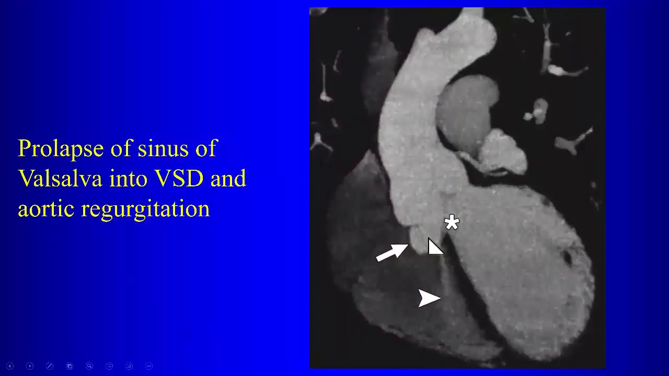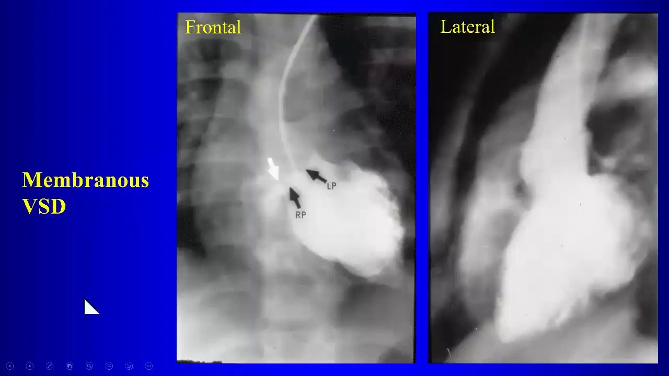There's a nice example here. So you can see prolapse of the sinus of Valsalva through this ventricular septal defect here into the right ventricle. And you actually see like there's aortic regurg going into the right ventricle. So that contributes, of course, to the left to right shunting. So by the way, these questions are open to everybody out there, even out in virtual land. So if you can answer my question, please jump in and answer the question.